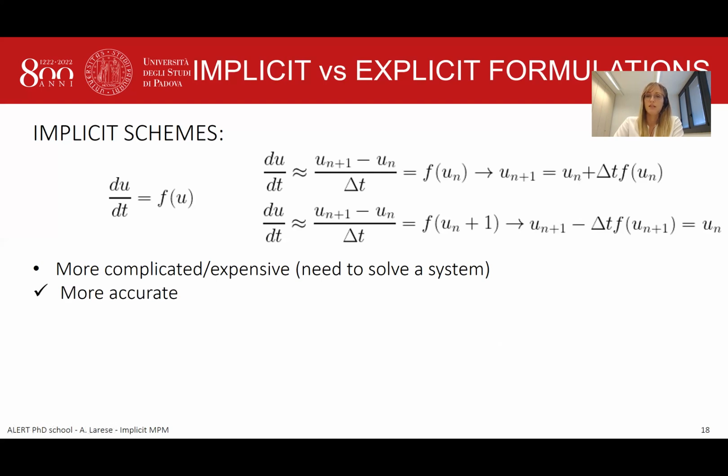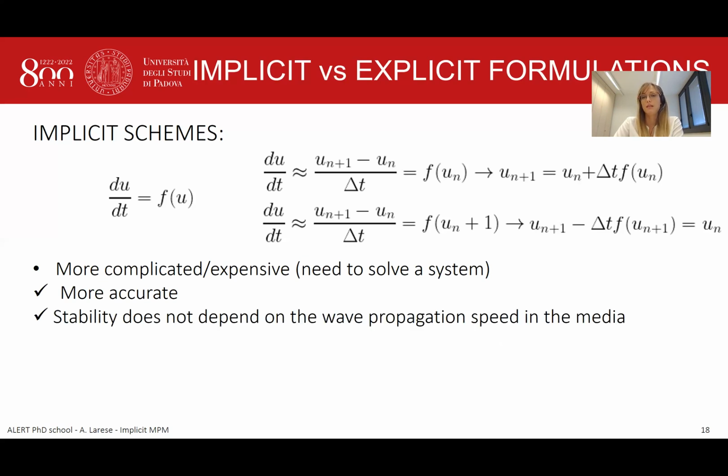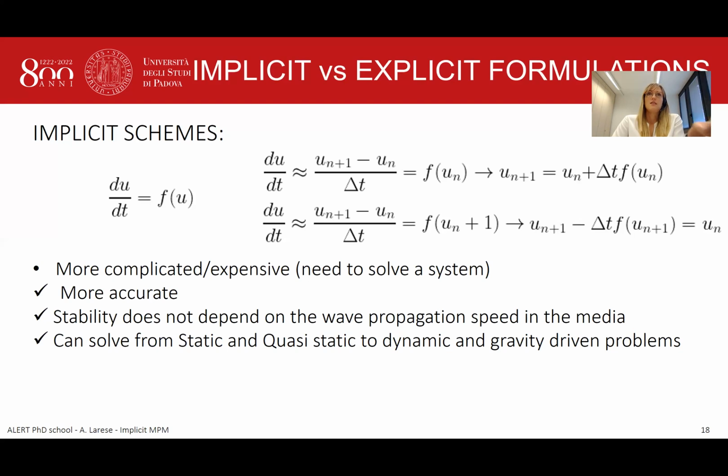It is indeed more difficult and expensive to solve a system than to calculate only the variable, but it is more accurate. And you have a scheme where stability does not depend on the wave propagation speed in the media. And especially this is more favorable when you have very low velocity, load rate, or quasi-static problems. Of course, if you have impulsive problems, go for explicit, but this is not really the case in geomechanics usually, and it's also more robust. Then we have to be honest. As I said before, for me, MPM is an FEM. So I was coming from implicit formulation, and it's a natural way to go.